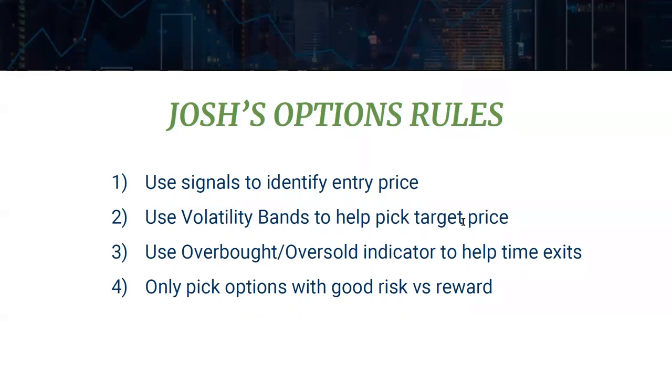So use signals to identify my entry price, then use those volatility bands to help me pick my target price. This way I don't get greedy, but I still get the money that I expected to be able to make. Finally, I want to use the overbought, oversold indicators to help me. They tell me when I'm likely to be attacking the other direction. Which way are we likely to turn next? Are we likely close to the top? Are we likely close to the bottom? Overbought, oversold can help you time those exits. And then finally, we only want to pick options that have good risk-reward strategy and odds of success. So I want good odds of success and good risk-reward strategy.